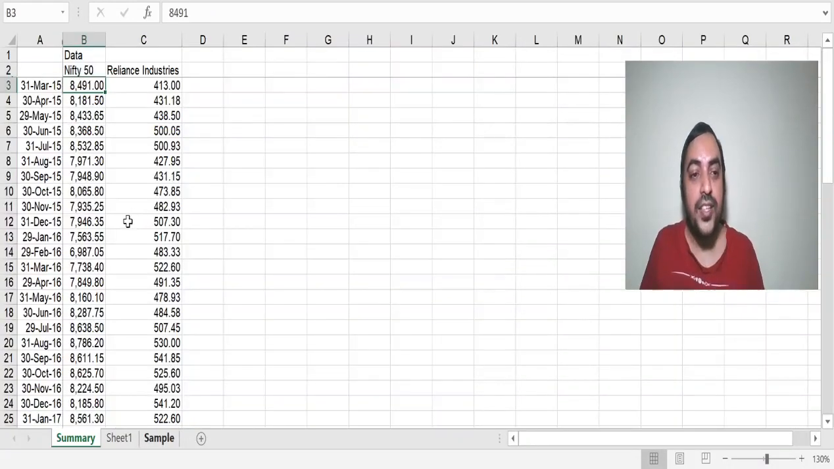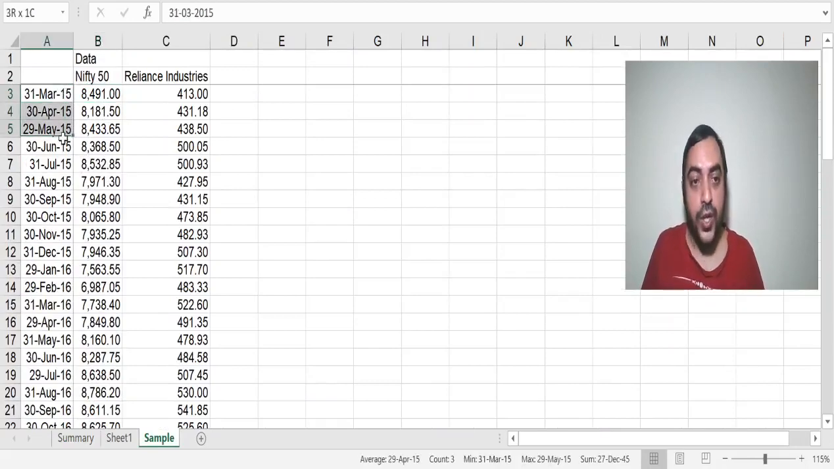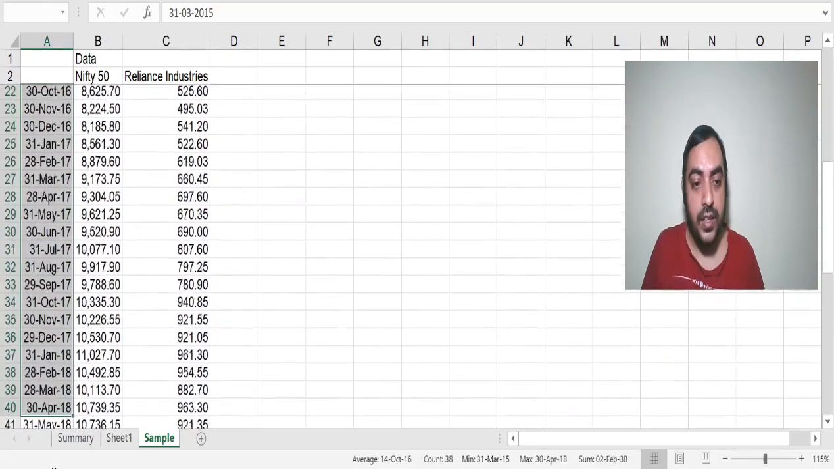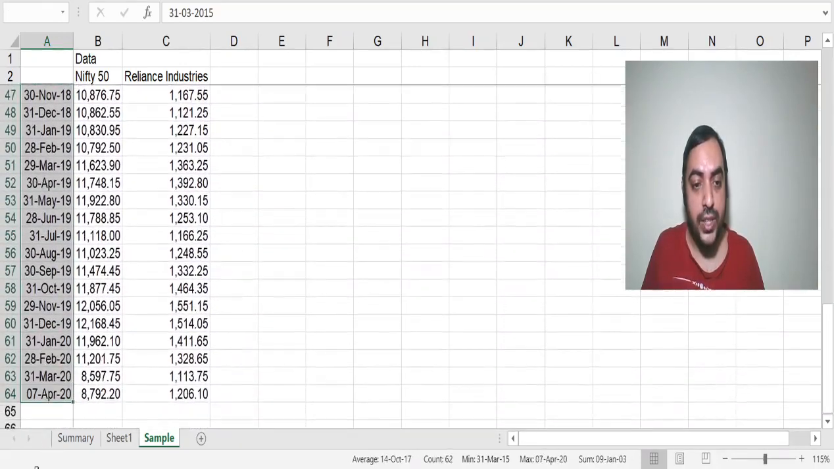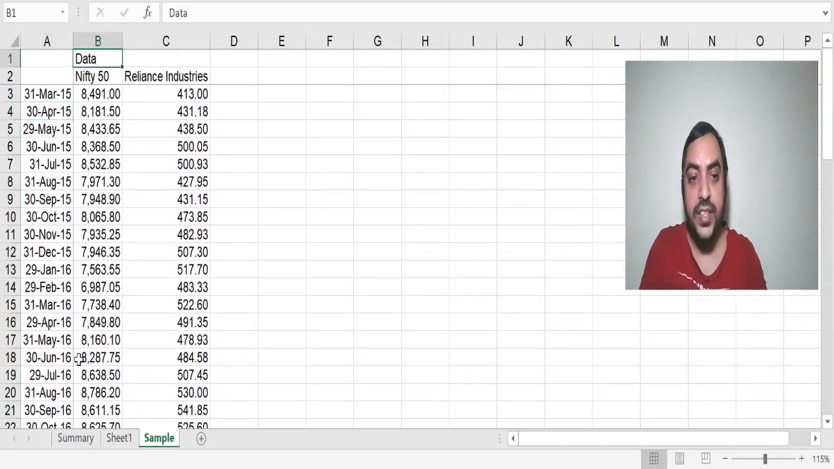Okay, take a look at this. I have taken monthly share prices from the year 2015 till 2016, 17, 18, 19, 20, up to 31st March 2020. Till then I've taken the prices for Nifty. Nifty is the market, right? And this Reliance Industries is the security.